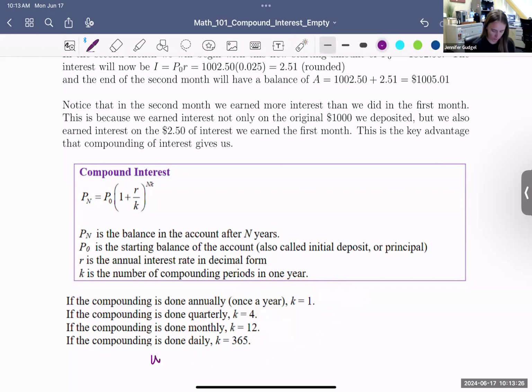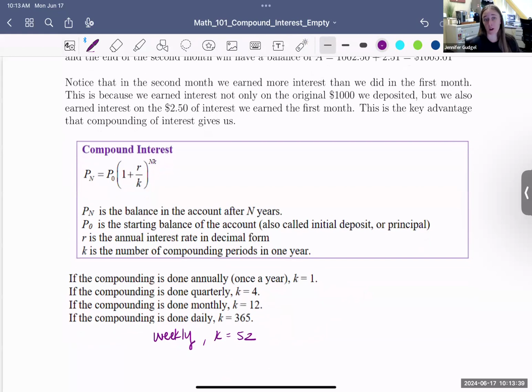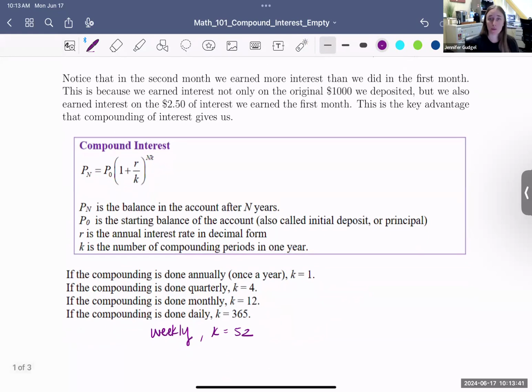I didn't write this one, but let's go ahead and add it in. Weekly. There are 52 weeks in a year. So K would be 52 in that case. All right, and that's our formula for compound interest. We're going to utilize this in several examples, as well as doing that derivation situation where we might move variables around in order to have a different formula to use.